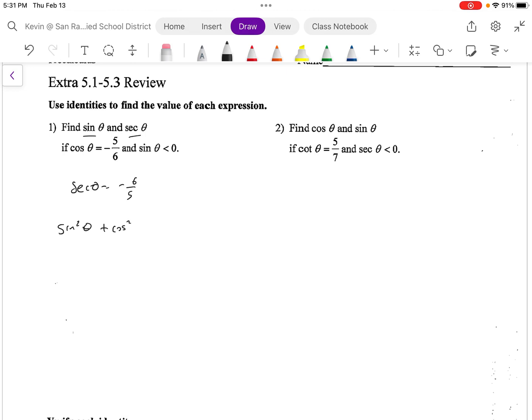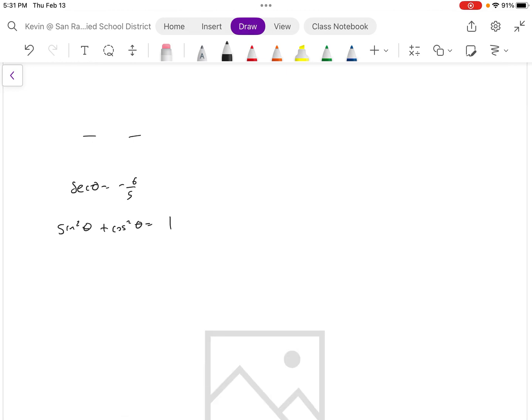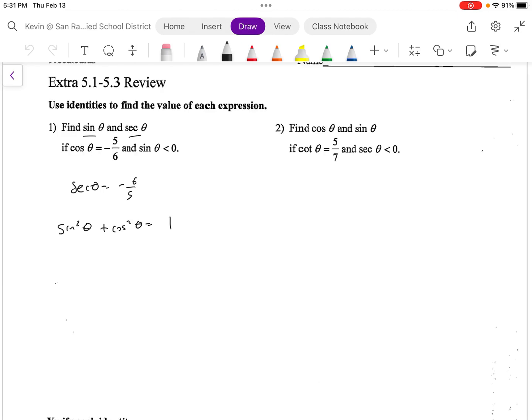plus cosine squared theta equals 1. I think what they wanted you to do in terms of using identities is to say sine squared theta plus negative 5 sixths squared equals 1. Is that what it wants us to do? Yeah, I think that's what it's thinking of.